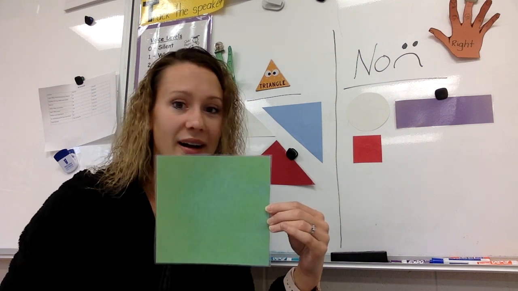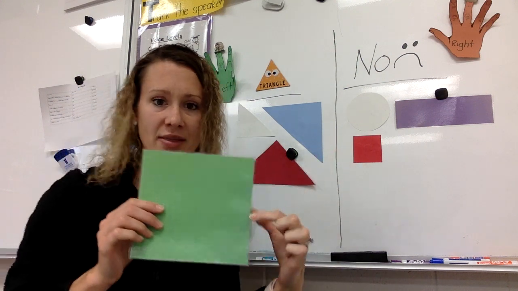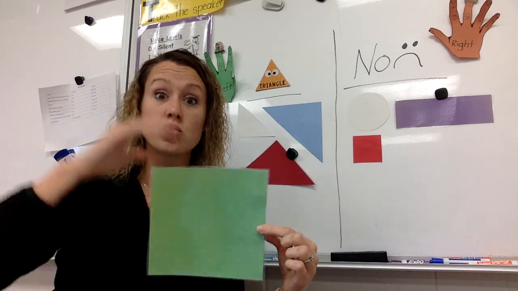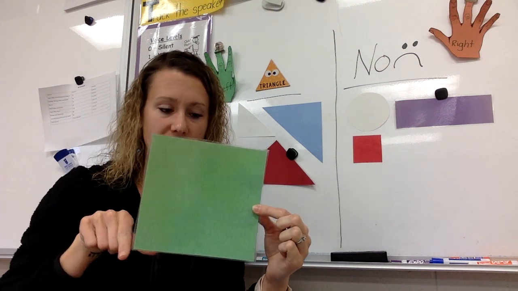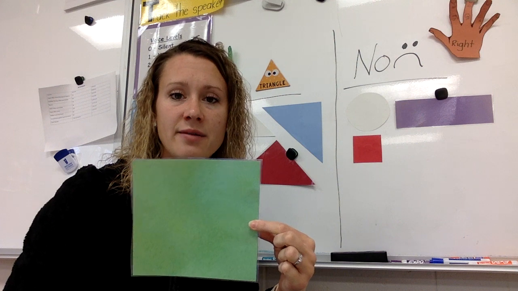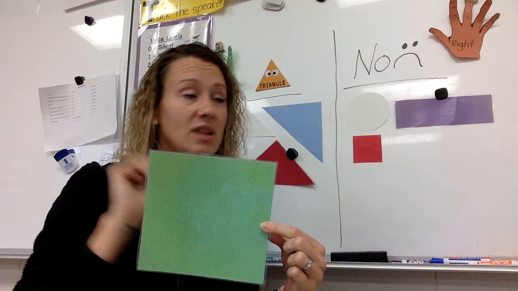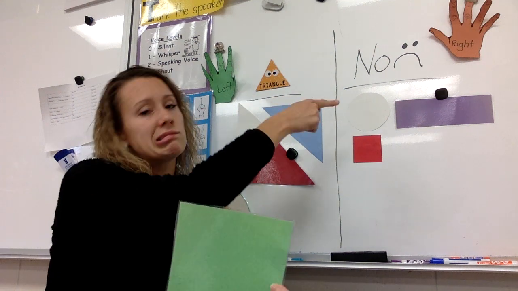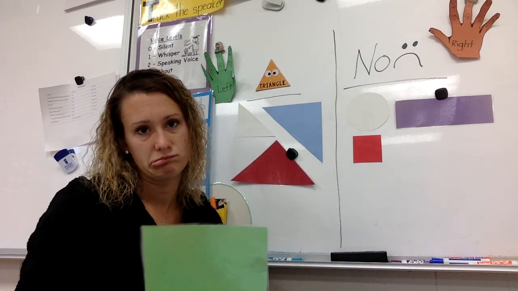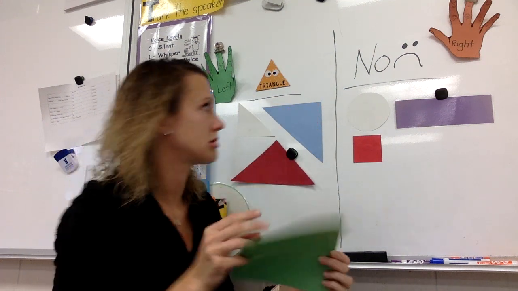Yeah, this is a square. This is a square and this is a square. This one is just really, really big, but all the sides are the same. How many sides does it have? 4. How many angles? 4. Where am I going to put this one? Triangle or? No, not a triangle.